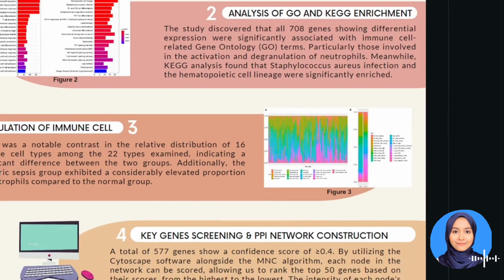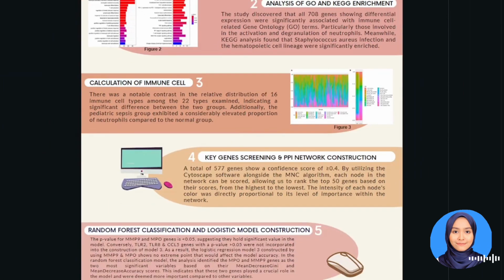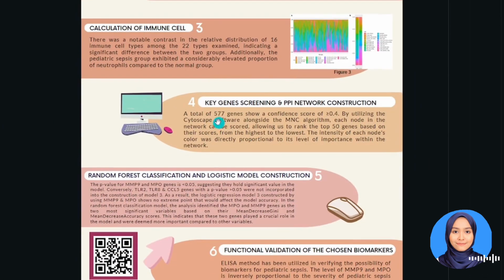Moving on to the key gene screening and construction of the PPI network, a total of 577 genes show a confidence score of more than 0.4. By utilizing the Cytoscape software alongside the MNC algorithm, scoring of each node in the network can be done, allowing the researchers to rank the top 50 genes based on their scores, starting from the highest to the lowest. The intensity of each node's color was directly proportional to its level of importance within the network.